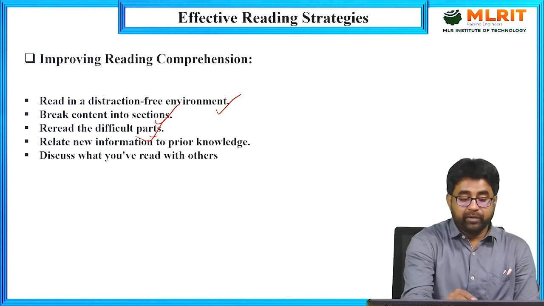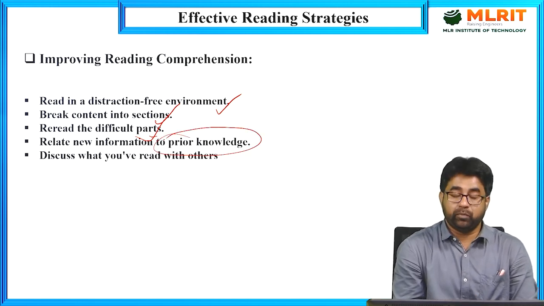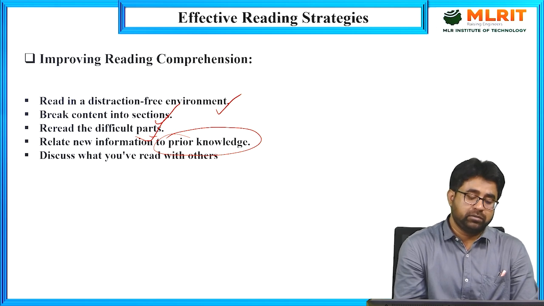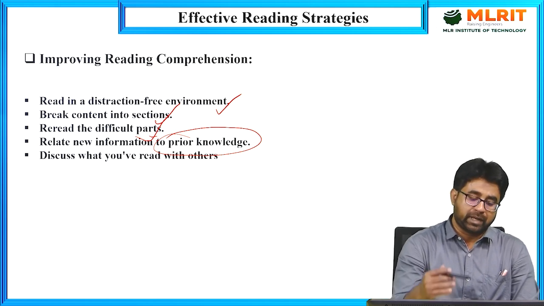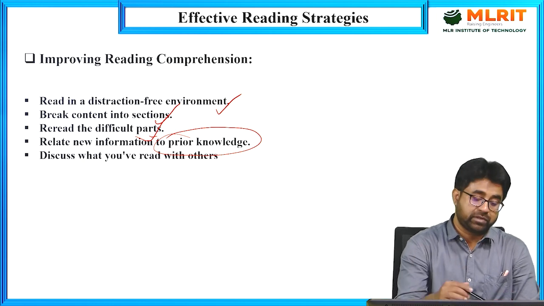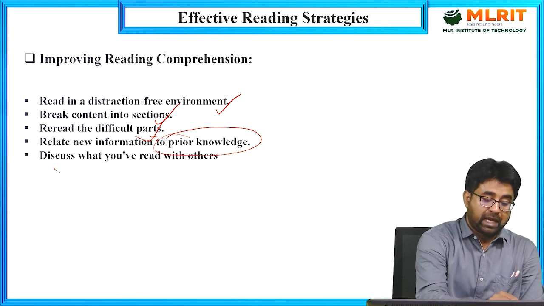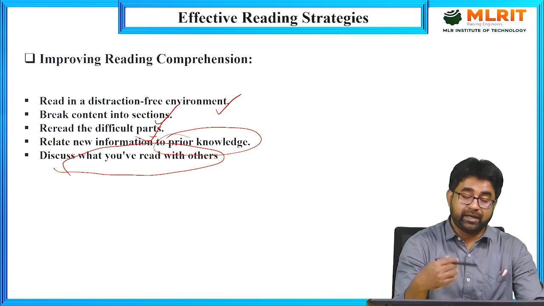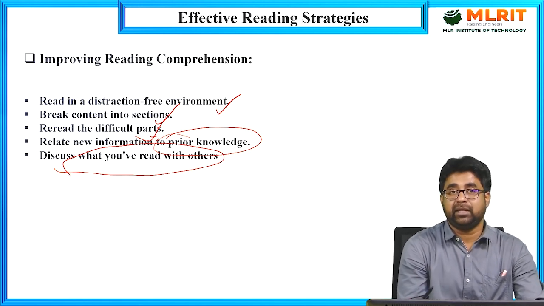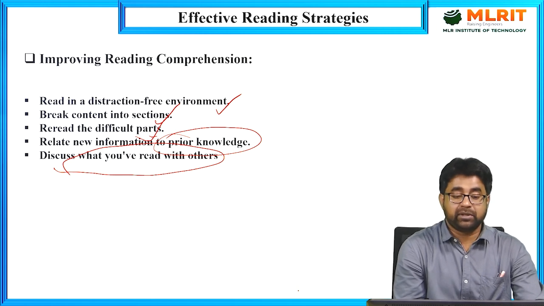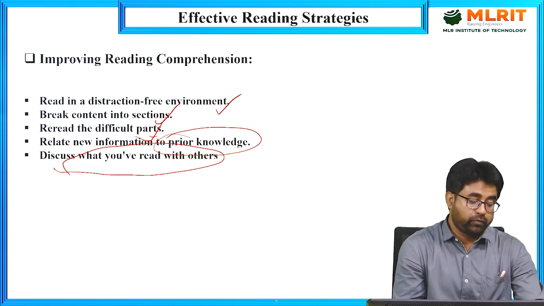Then relate new information to prior knowledge. We already spoke about activating background knowledge. So once you read something new, once you acquire new information, just compare your existing knowledge, or previous knowledge, with your new knowledge. And then discuss what you have read. This is very important. If we can discuss what we have read with others, obviously that will help us retain the information for a much longer time.